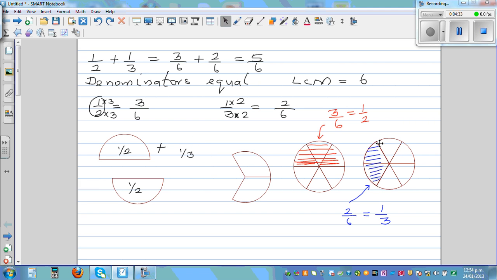Can you see they are equal? So this 1/3 is the same as 2/6, and this 1/2 is the same as 3/6. Can you see this is 1/2 I have placed. So let me bring this back. Yeah, so this is 1/3, and let me bring this back.